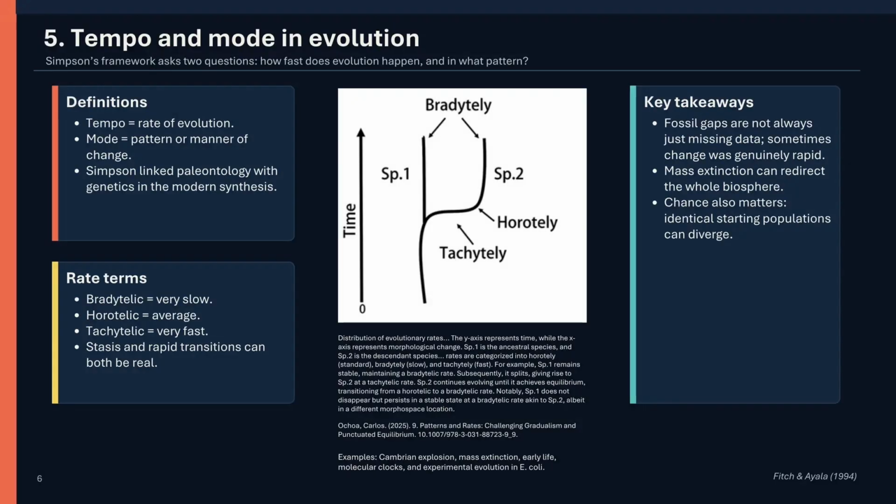Next up is Tempo and Mode in Evolution by Fitch and Ayala, 1994. Tempo is the rate of evolution, and mode is the pattern or manner of evolution. It's important to know how and why rates speed up or slow down over time. Human evolution is a great example of mode. Evolution can be uneven and patchy across different anatomical systems.